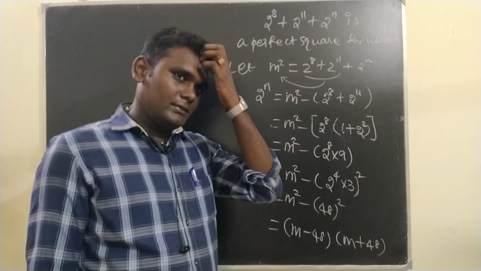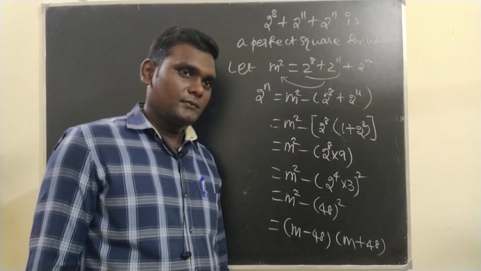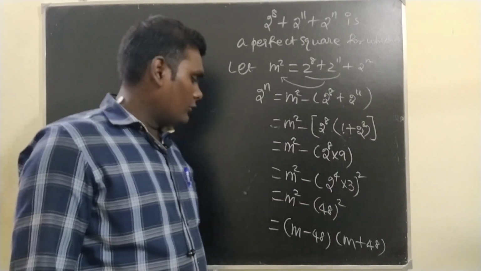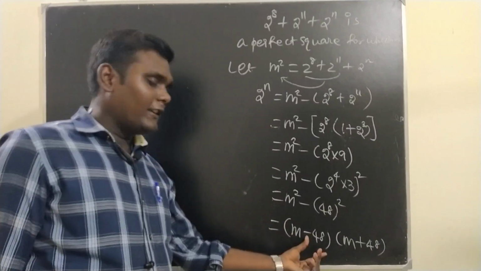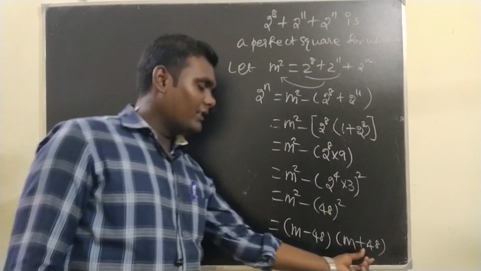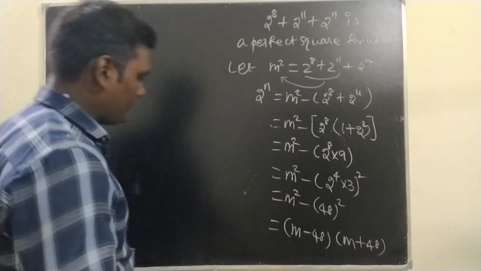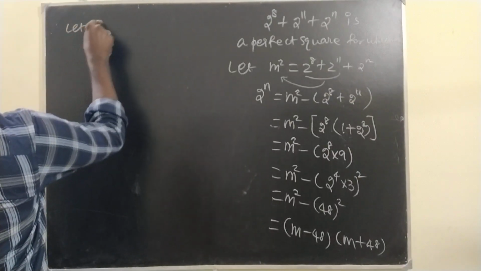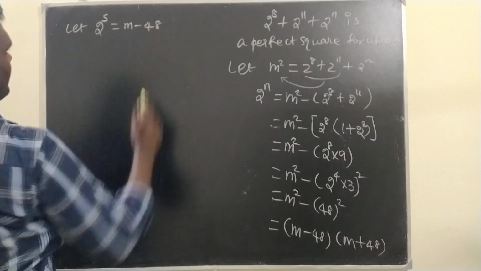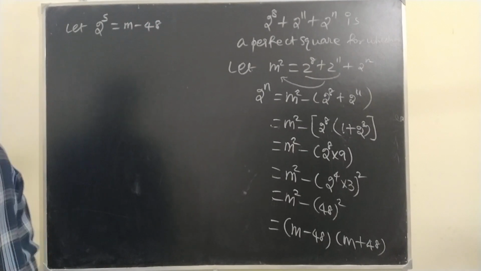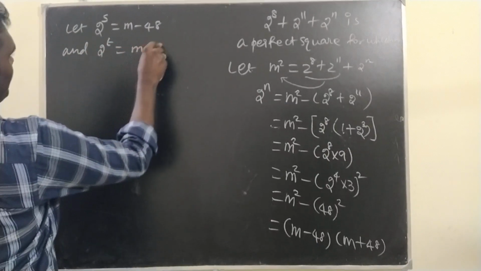Okay, but is that m we need to find? What is it? N we have to find. So as this product is equal to 2 power something, this expression also must be 2 power something, and this expression also must be 2 power something. So I am going to assume that some 2 power s is equal to m minus 48, and some 2 power t is equal to m plus 48.